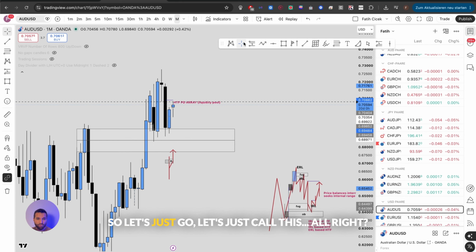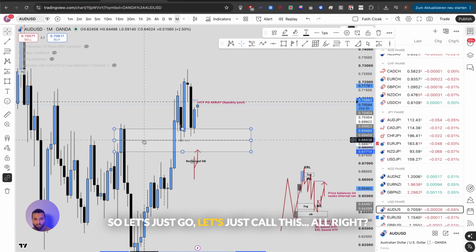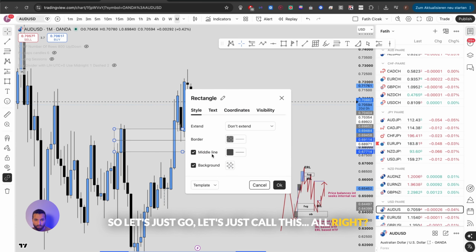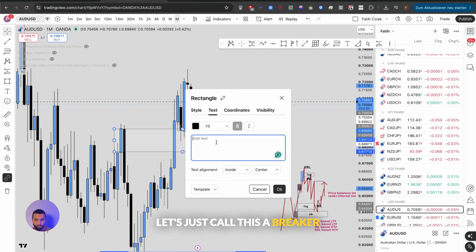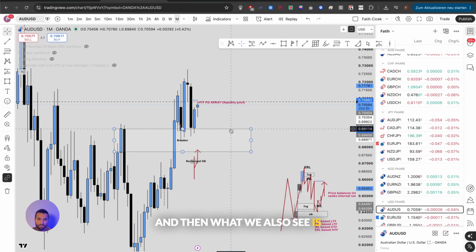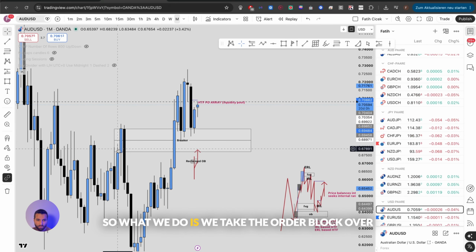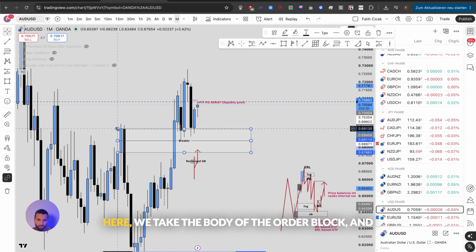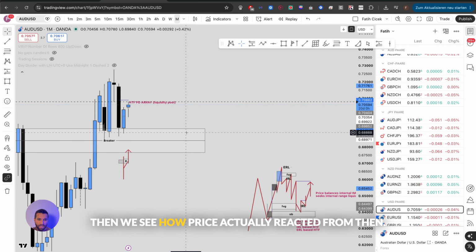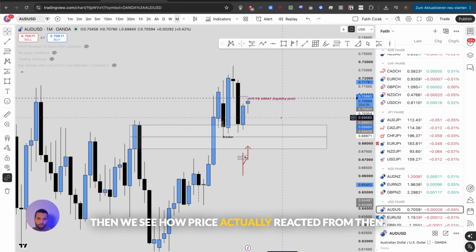Okay, so let's just call this a breaker. And then what we do is we take the order block over here, we take the body of the order block, and then we see how price actually reacted from there.